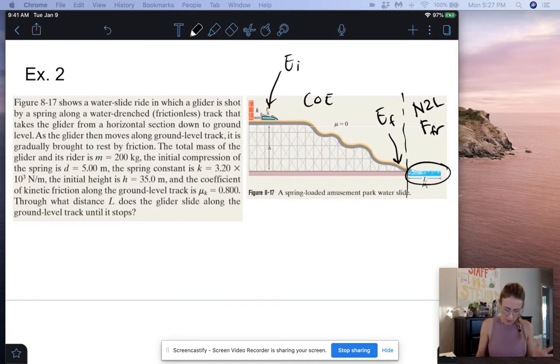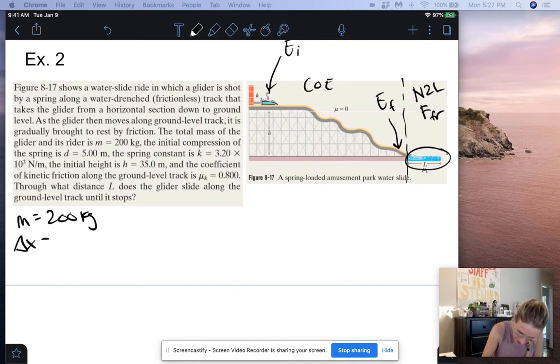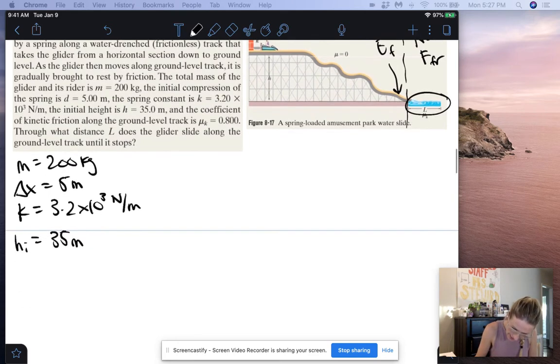Let's write down all our givens. We know that the mass of the glider is 200 kilograms. We also know that the initial compression of the spring is D equals 5 meters. I'm going to put X for this: our delta X for the spring is 5 meters. And the spring constant K is equal to 3.2 times 10 to the third newtons per meter. The initial height, H initial, is equal to 35 meters, and the coefficient of kinetic friction along the ground level track is 0.8. I'm going to put mu K over here, 0.8, because we'll use that later.